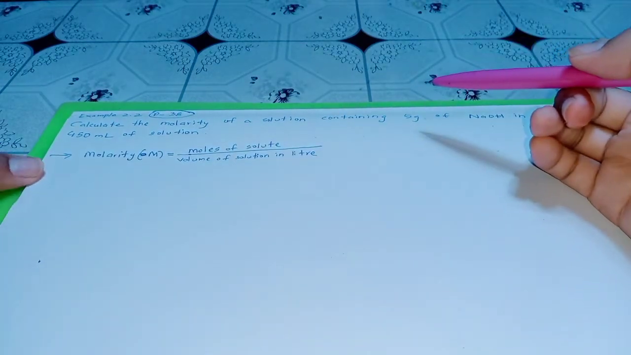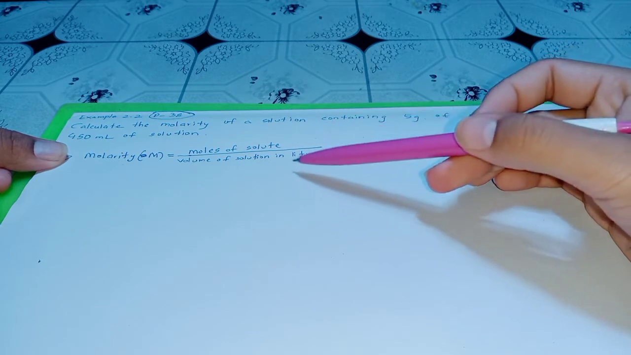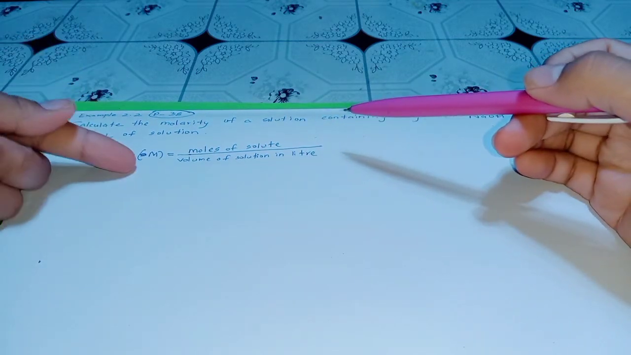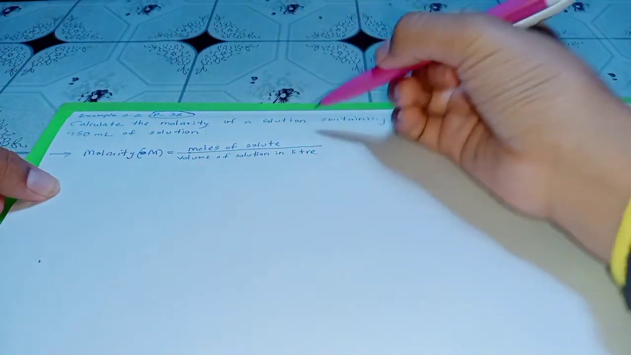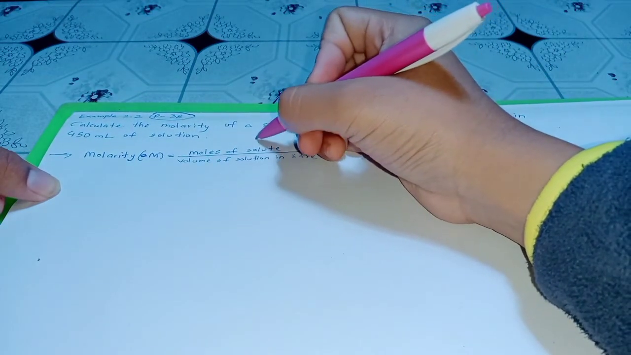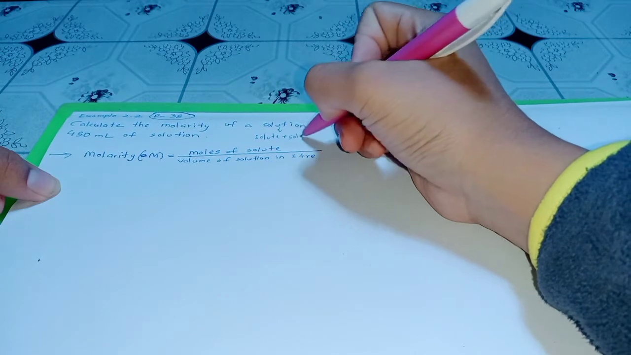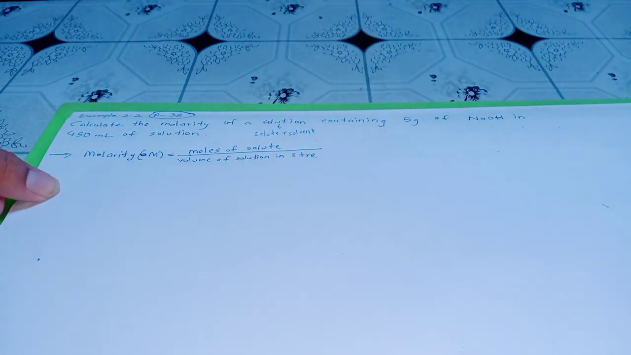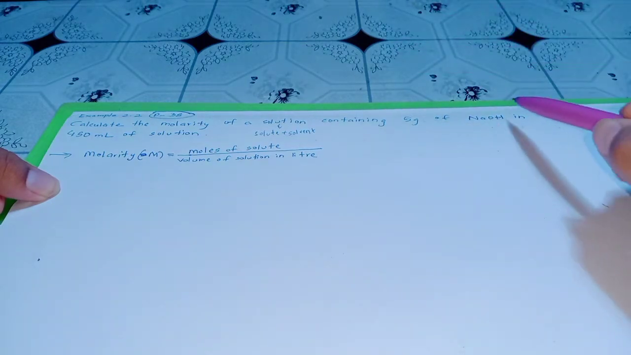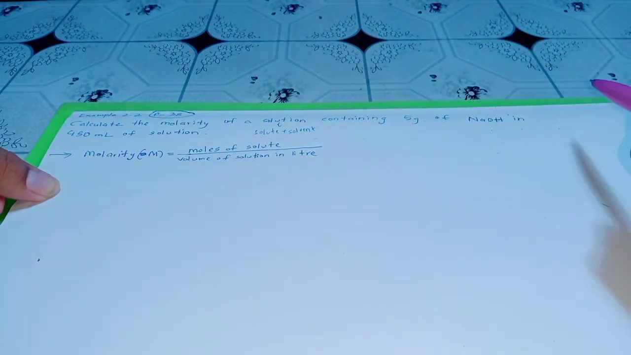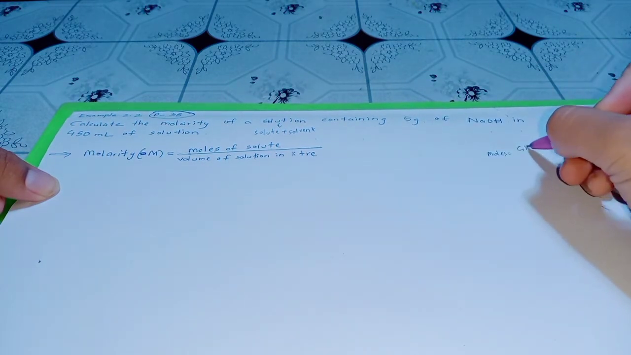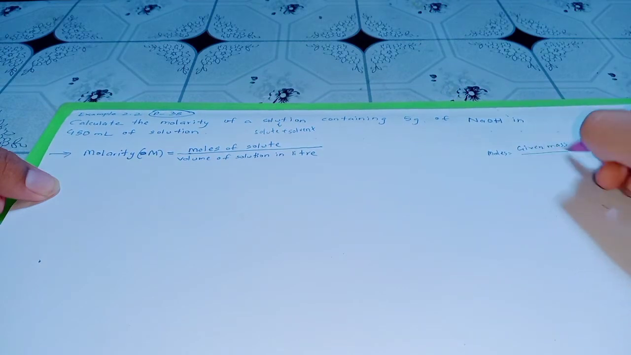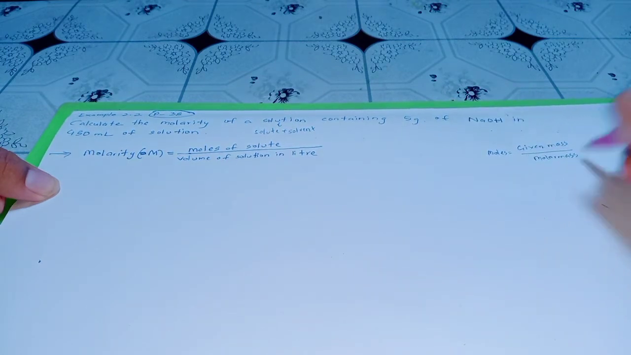For the molarity formula, we have moles of solute divided by volume of solution in liter, and we can represent molarity as capital M. A solution is made up of two components, that is solute plus solvent, and solute means which is present in lesser quantity. So what is the solute here? Sodium hydroxide, NaOH. How do we calculate the moles of solute? Moles is equal to given mass by molar mass.